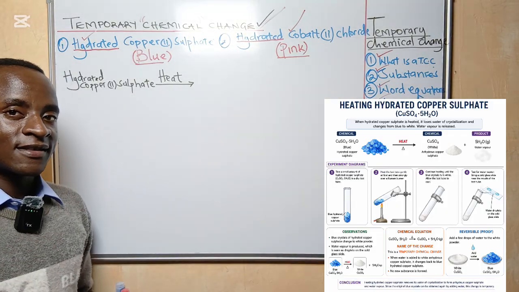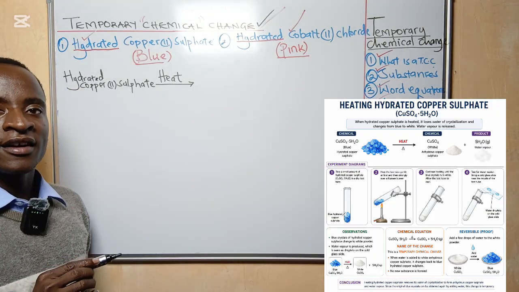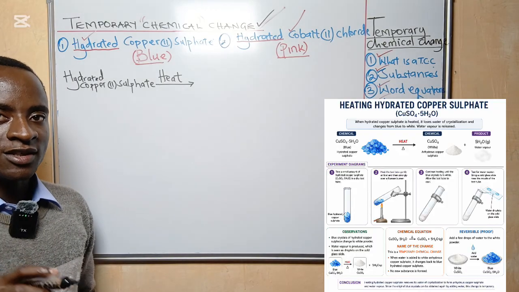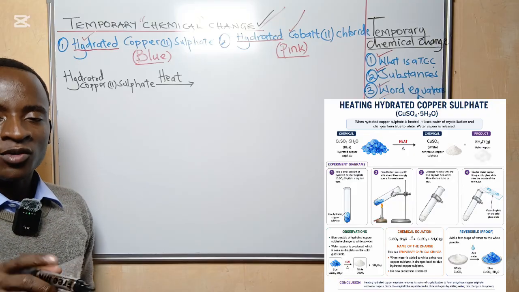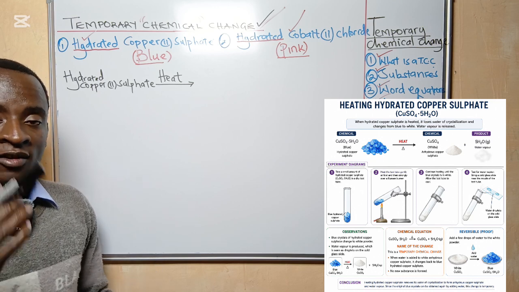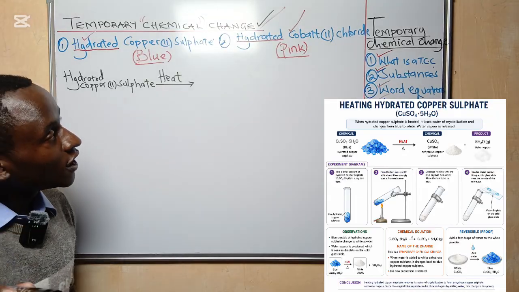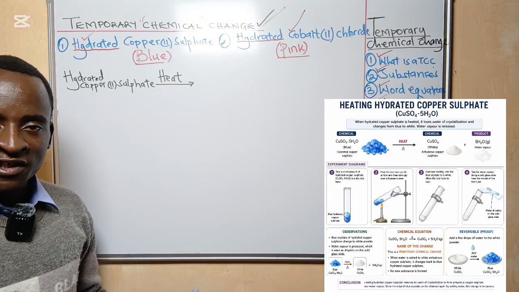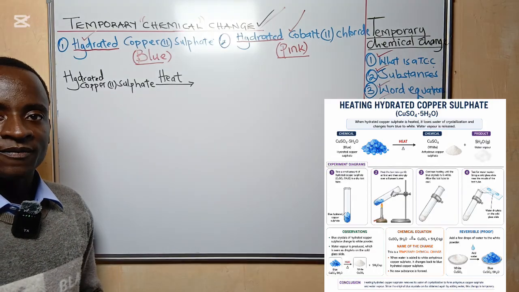Now let me say this. When you heat hydrated copper 2 sulfate, a white powder is formed and a colorless liquid is also formed. Those are the two observations that you are likely to make when you heat hydrated copper 2 sulfate. Observation means something which you are able to see with your eyes. So I'm able to see a white powder at the end of heating. I'm also able to see the colorless liquid after heating.